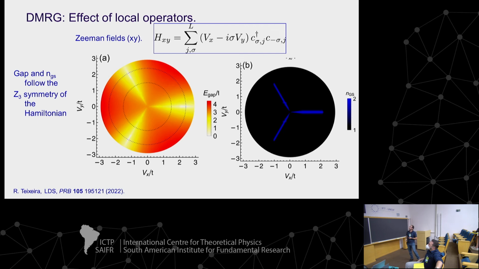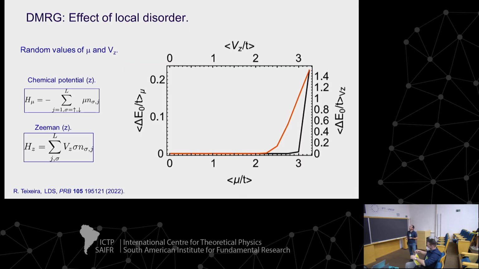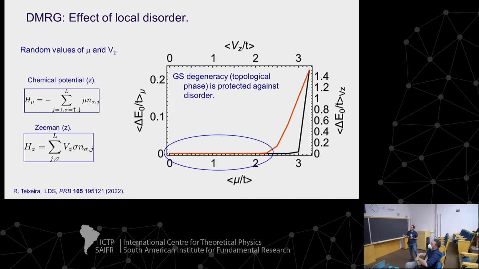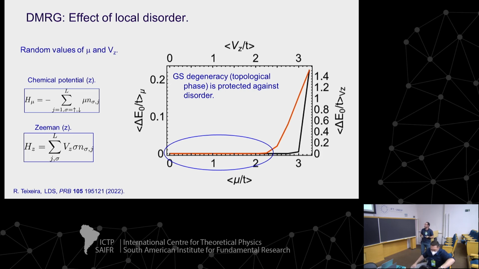And if you want to learn about local operators, like say a Zeeman term applied both in plane and along Z, you get this symmetry where you have the gap closing at these angles, which nicely reflects the Z3 symmetry of the system. Local disorder, we did a little bit: we put in some local terms to see if this phase is resilient and robust against small disorder, and that's one of the things the referee asked us to do.